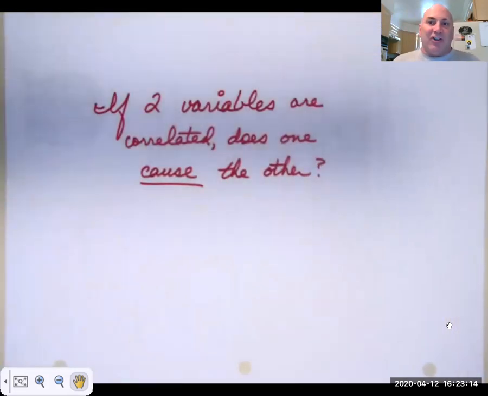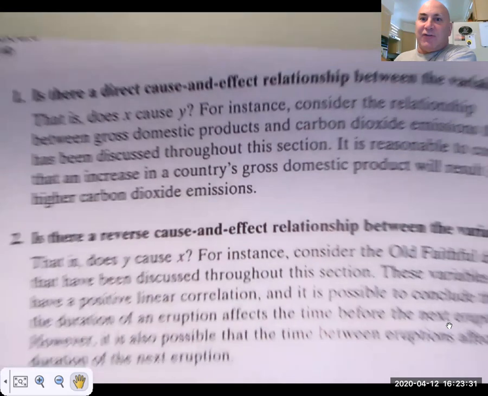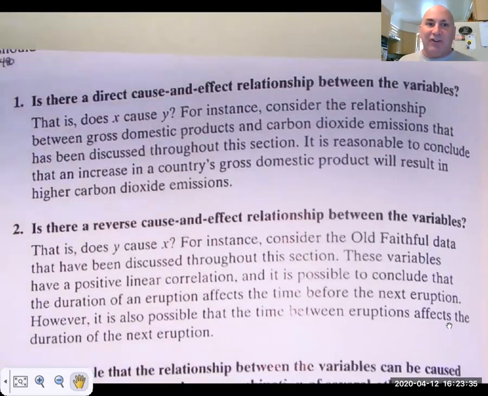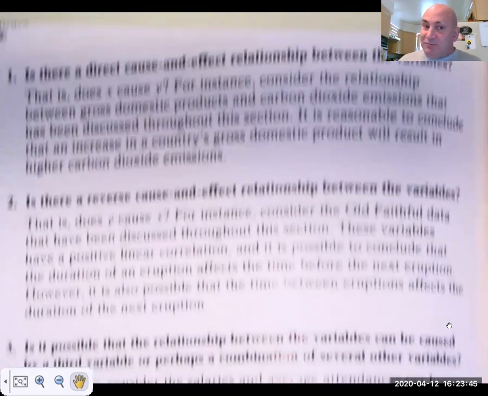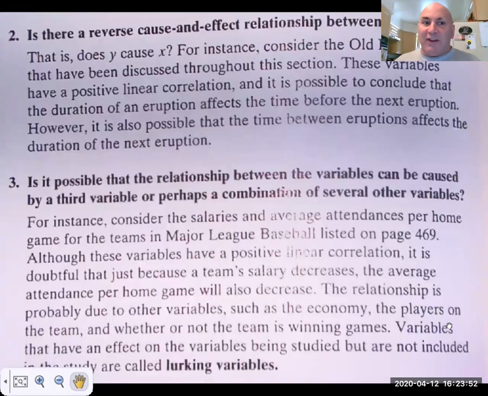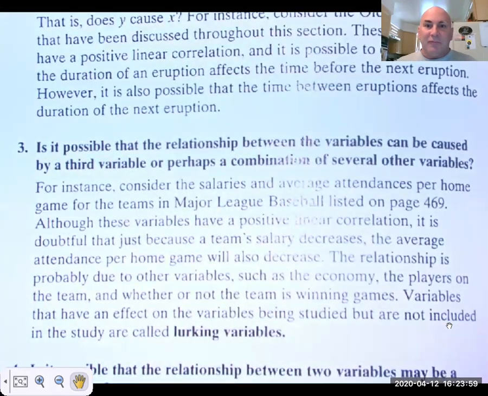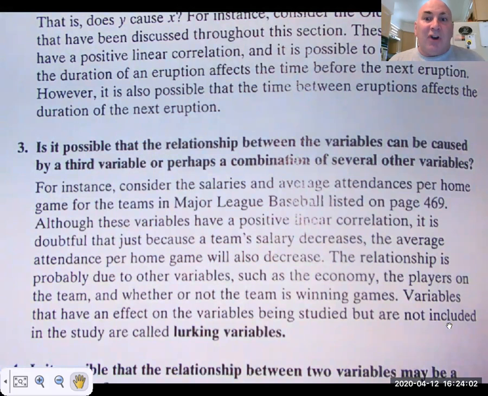Let's say that we have a correlation coefficient between two variables. Does that mean that one variable causes the other? In the current textbook we're using, on page 480, we see a whole bunch of explanations for determining: is there a cause and effect relationship? Does one variable definitely cause the other? Does X cause Y? Number two talks about, maybe you got it backwards. Does Y cause X? Number three says, what if both of those variables are caused by a third variable? Are they both caused by a third variable?